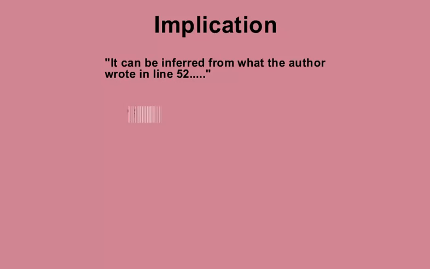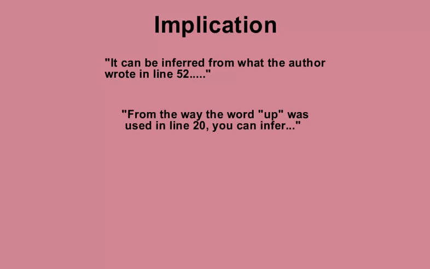Now, the type of inference question you are much more likely to see is an implication question. Now, by implication, this means you're directed inside the passage. Your information can only come from the passage. These would be questions like, it can be inferred from what the author wrote in line 52, or from the way the word up was used in line 20. You can infer. You're confined to the passage. For instance, if they're using the word up to mean down in the passage, that's what you've got to say it means. These are crucial. Remember, you're confined to the passage. You can't bring in your outside logic. You just draw a deduction from the passage.